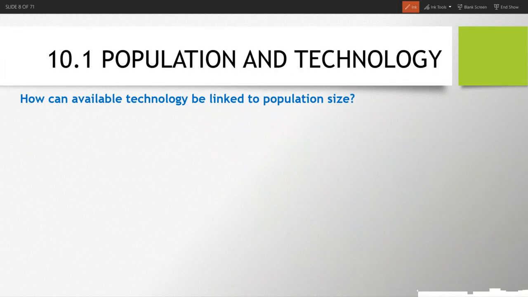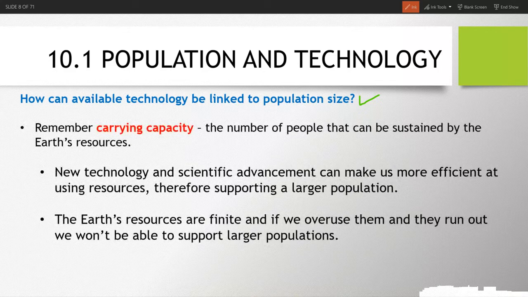So let's bring it back to population and technology. How can available technology be linked to population size? What is it about technologies, new ways of doing things, that can make population either increase or decrease? This brings up an important concept, one of carrying capacity. The carrying capacity is the number of people that can be sustained by the Earth's resources. The number of people basically that the Earth can support.